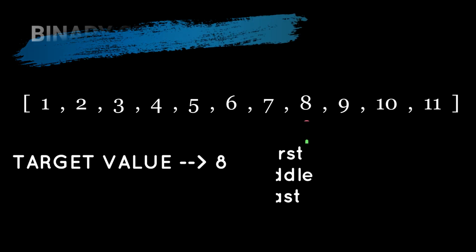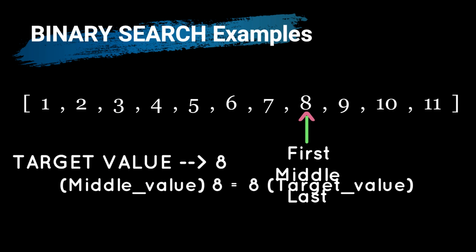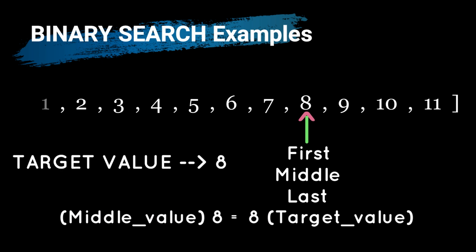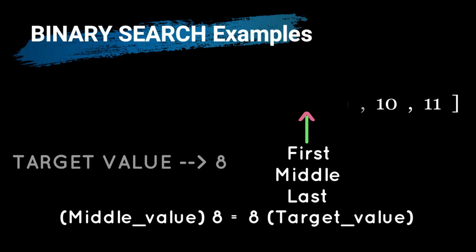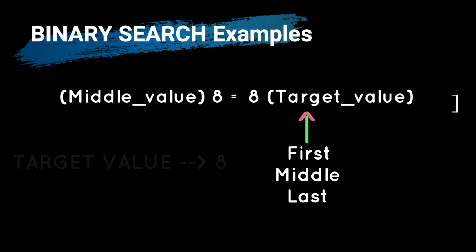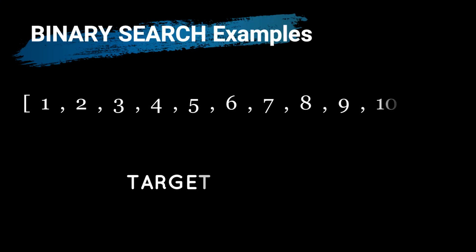Now again the first indexing pointer will be pointing to the next of its mid element. At this time you can see our mid pointer, first pointer, and the last pointer all are pointing to the same element. Let's check the middle element again. Is this time the middle value equal to the target value? Yes, this time we find it, our middle element is equal to the target value. Great work programmers. Let's change our target value to 9 and continue our binary search journey with the same example.